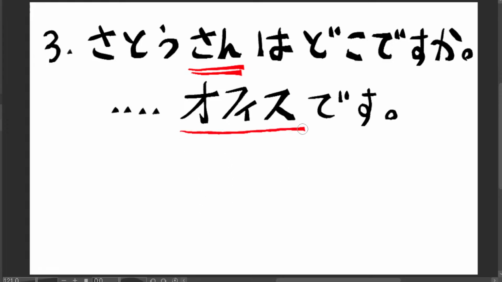This is written in katakana. It comes from the English word office. When you write it in katakana, it becomes オフィス. So where is Mr. or Miss Sato? At the office. Office desu. This is 例文 number 3. Next, we'll go to number 4.